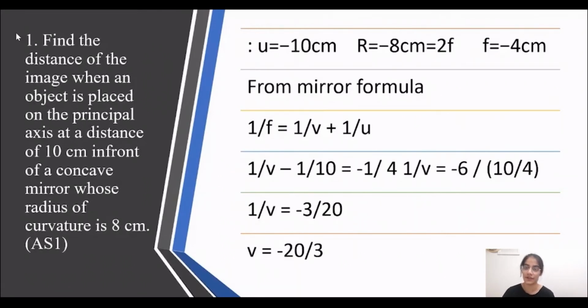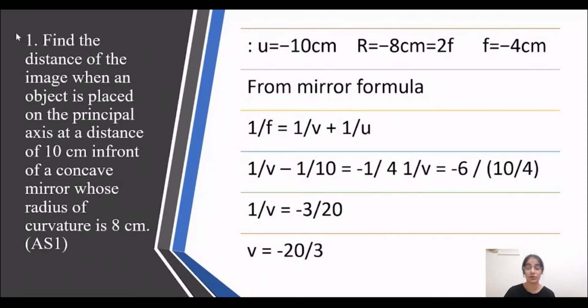You have u, you have f, you have to calculate v. From the mirror formula, 1 by f equals 1 by v plus 1 by u. So you have 1 by v minus 1 by 10 equals minus 1 by 4, which gives you 1 by v equal to minus 6 divided by the ratio 10 by 4, which gives you the reciprocal of image distance, which is 3 by 20, or image distance v as minus 20 by 3. This tells you that the image formed is also in front of the mirror, since the sign convention is negative, and it is a real image.